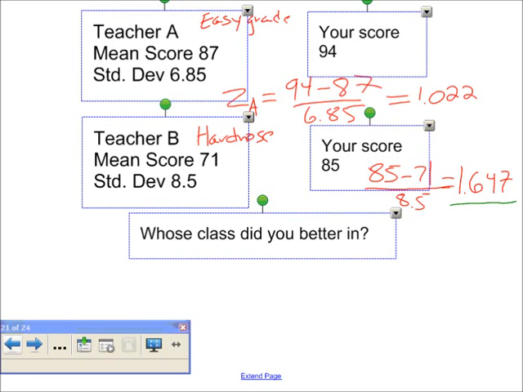So you did better than the class in Miss Hardnose's class than you did in Mr. Easy Grade's class, even though your grade was higher in Mr. Easy Grade's. And so that's an example of how we use z-score to compare things that are not alike.